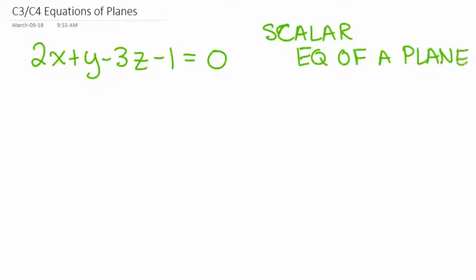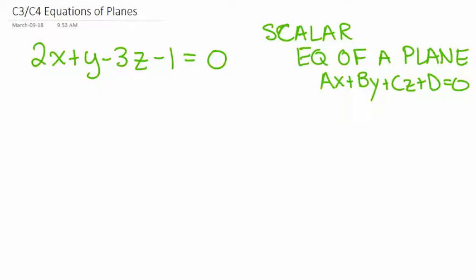Planes are only going to exist in 3-space. So we've got an x, y, z component here, and then this constant, which we call d. The scalar equation of a plane is written as ax + by + cz + d = 0, or sometimes you might see it equal to d. That's a scalar equation of a plane.